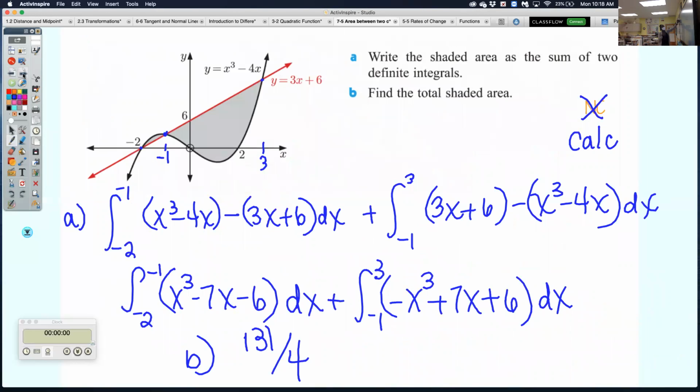And then this one here, you had to write the integrals as the sum of two definite integrals, using your calculator to find the intersection between the cubic and the linear function. And then again, continue to use your calculator to find the area of the shaded region.